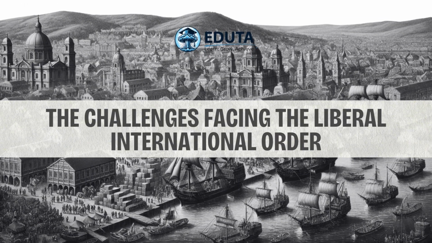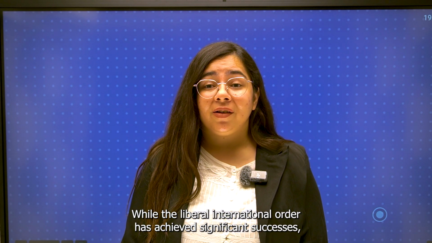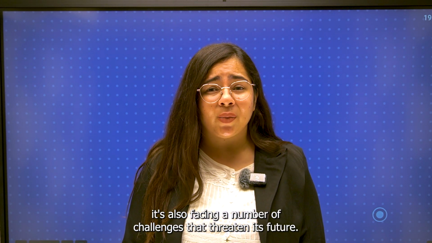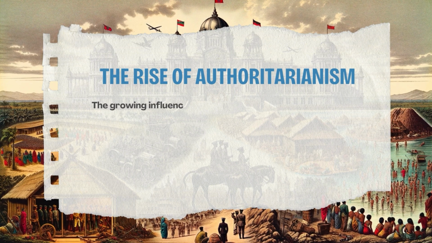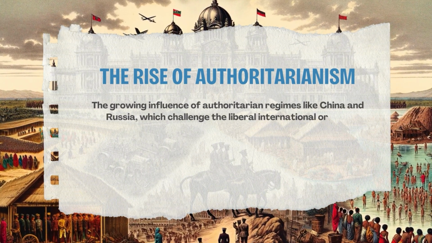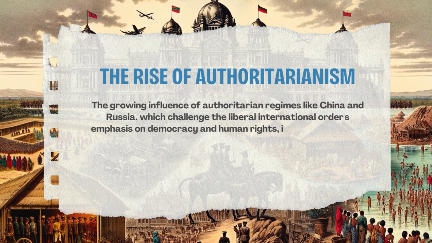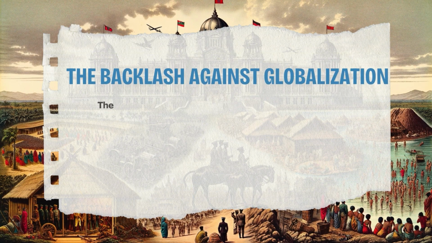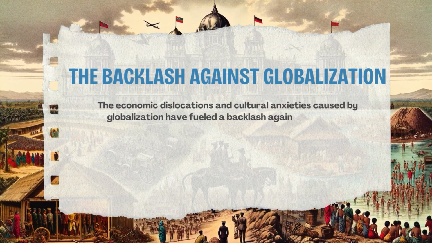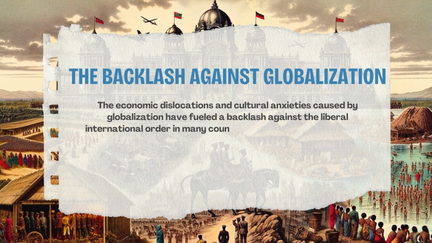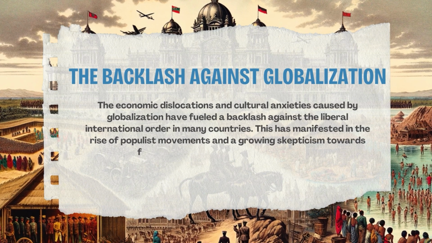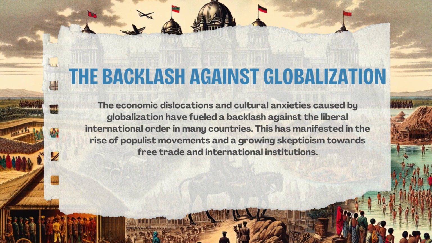The challenges facing the liberal international order. While the liberal international order has achieved significant successes, it's also facing a number of challenges that threaten its future. The rise of authoritarianism. The growing influence of authoritarian regimes like China and Russia, which challenge the liberal international order's emphasis on democracy and human rights, is a major concern. The backlash against globalization. The economic dislocations and cultural anxieties caused by globalization have fueled a backlash against the liberal international order in many countries. This has manifested in the rise of populist movements and a growing skepticism towards free trade and international institutions.